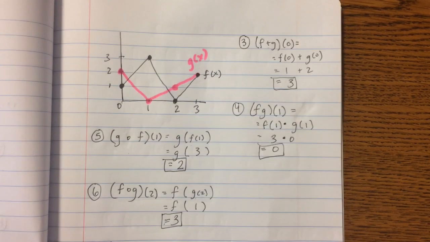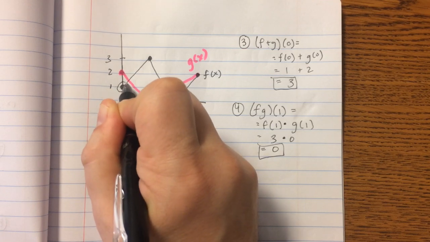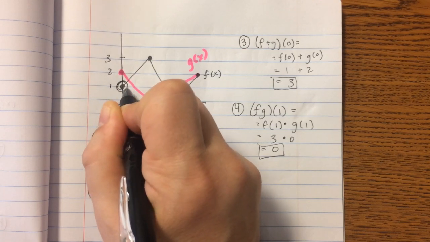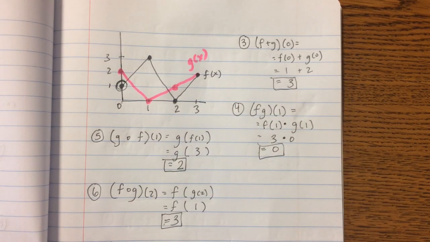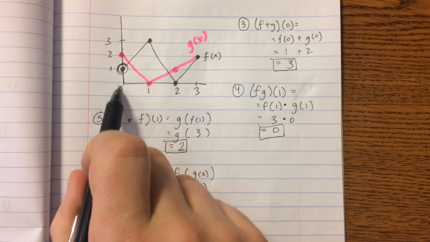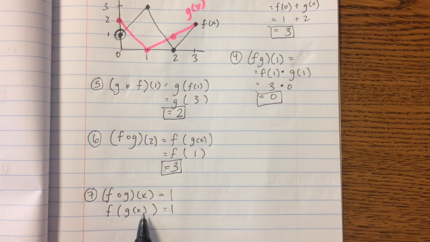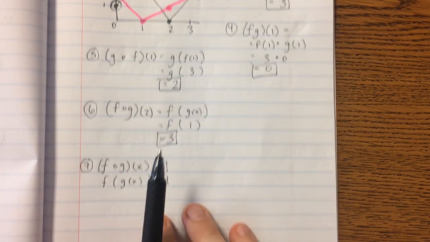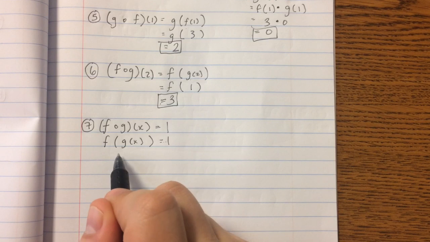Well, if we look back at the graph, f is going to equal 1 right here, right? So you think, what is the x value that would make f equal 1? Well, it would be 0, right? So if f of 0 equals 1, then that means g of x must be 0.